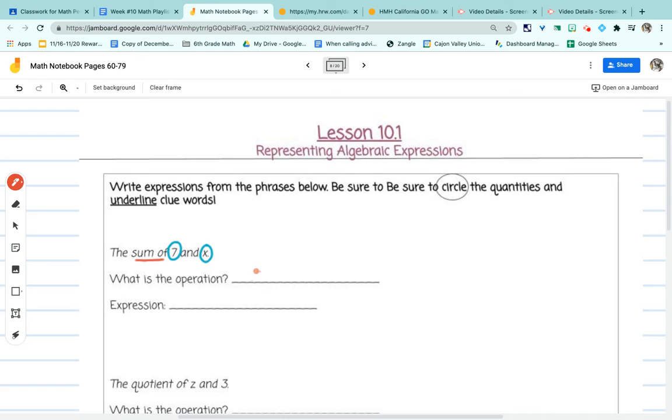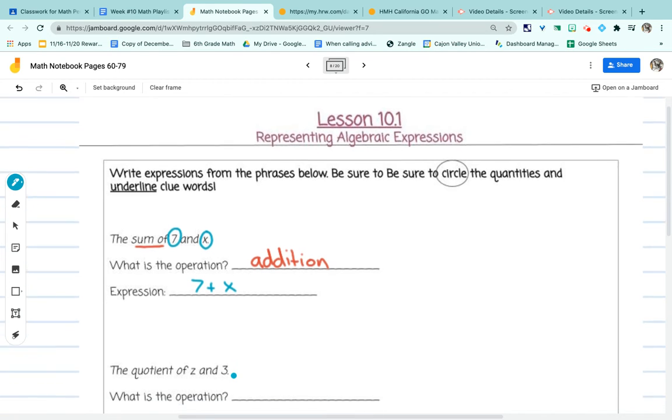So what is the operation? The operation is addition. And the expression would be written just 7 plus x. Now, I could say x plus 7 too. All right. Not too bad, right? Let's look at the next one.